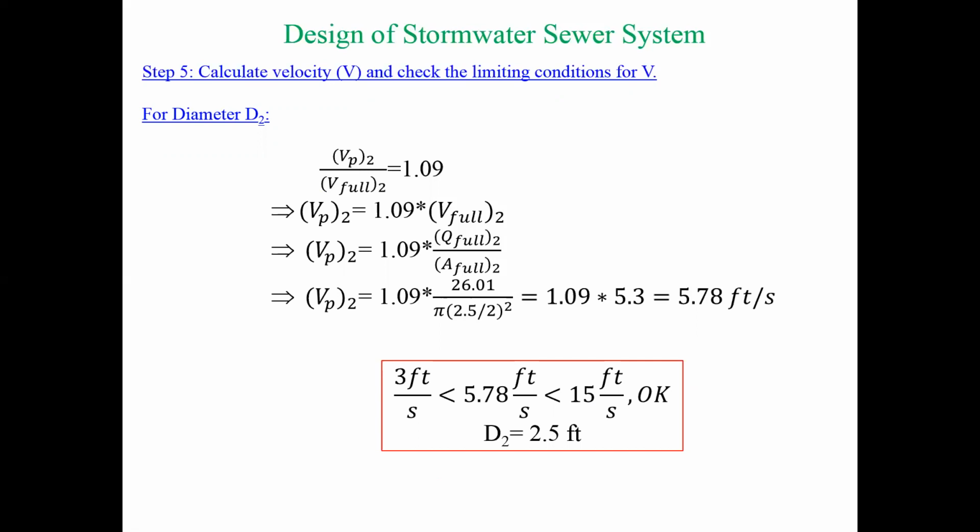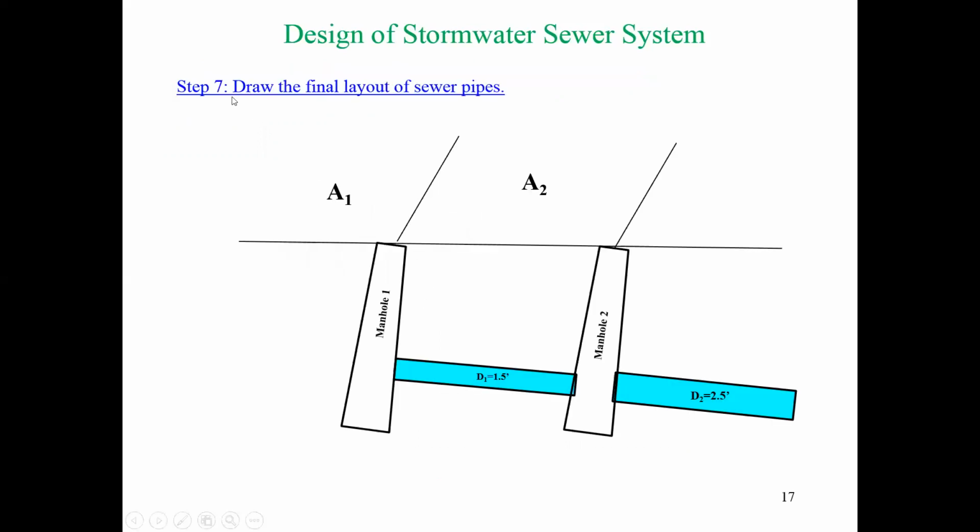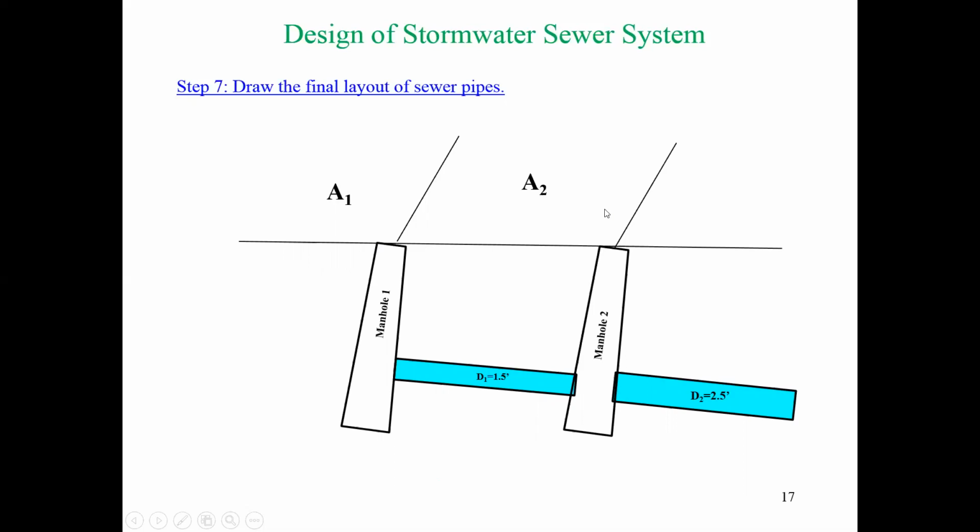The very last step, that will be actually step 6, I guess. So draw the final layout of sewer pipes. So that one was area 1, that one was area 2. From area 1, water is coming through manhole 1, and then it is going this way. And for A2, water is coming this way, and D2 is receiving water from manhole 2 and D1. So that is actually the final layout of the sewer pipes for this area 1 and area 2.